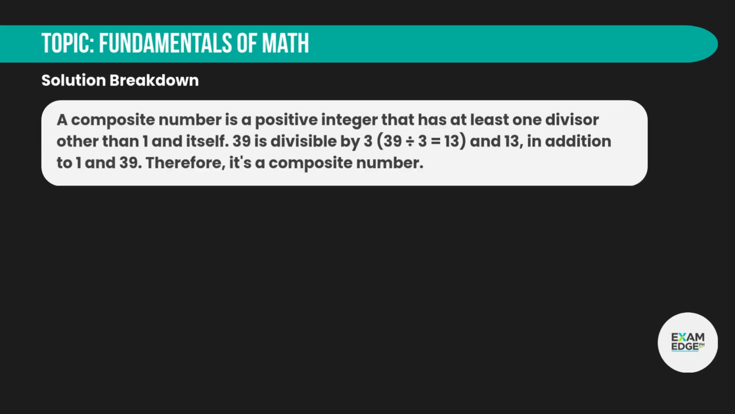Solution breakdown. A composite number is a positive integer that has at least one divisor other than 1 and itself. 39 is divisible by 3. 39 divided by 3 equals 13, and 13 is a divisor in addition to 1 and 39. Therefore, it's a composite number.